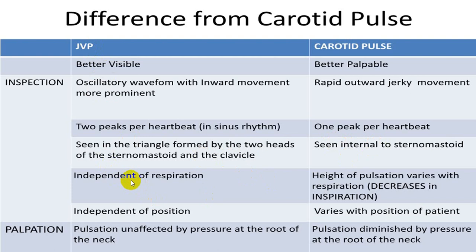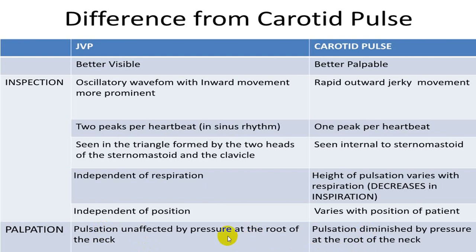JVP is independent of respiration, while the height of pulsation varies with respiration. Sorry, this is reversed, it is written wrongly. So JVP will change with respiration, while the carotid pulse will not change with respiration. JVP will be more prominent in a supine posture, while the carotid pulse will not change with position. In palpation, we have mentioned that the JVP pulsation will not be palpable, while you will be able to palpate the carotid pulse very clearly.